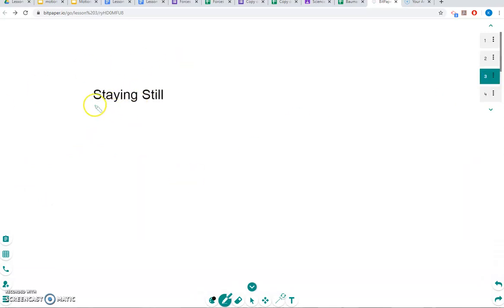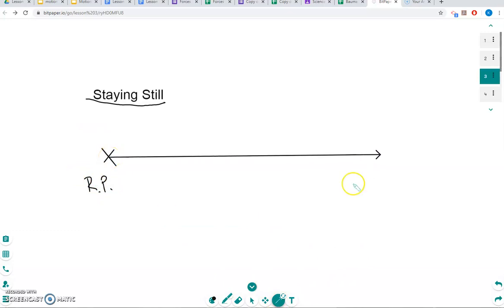All right, so we're going to first draw the motion map of an object that is staying still. In order to do that, we're going to start by putting our X in here. That's our reference point, right? So I'm just going to call that my RP because it takes up less space. And then I'm going to throw in a big axis, so that I know which way the positive direction is. I like to label mine with positive just to remind me.